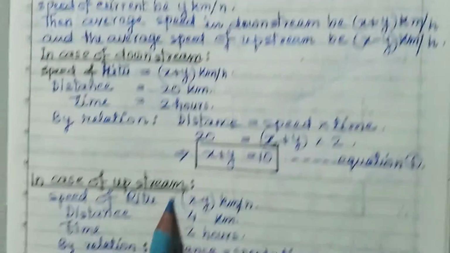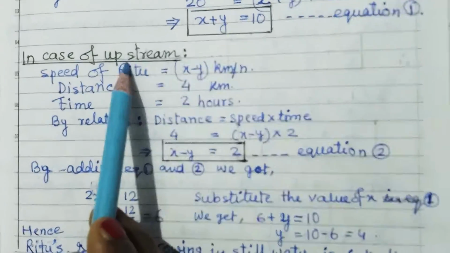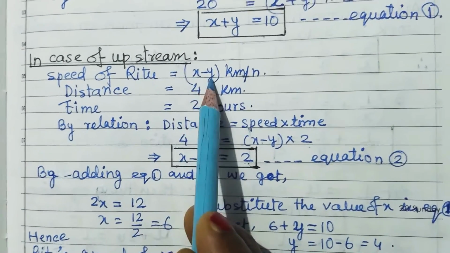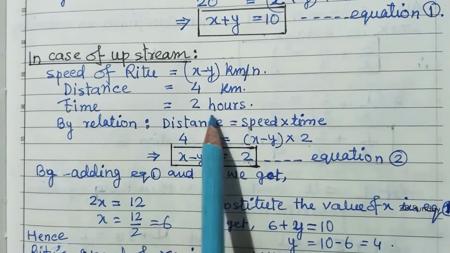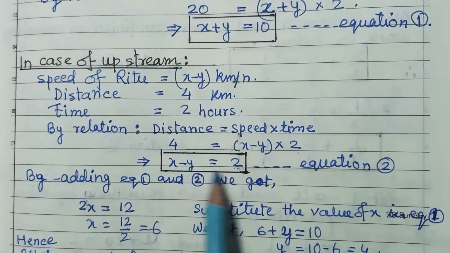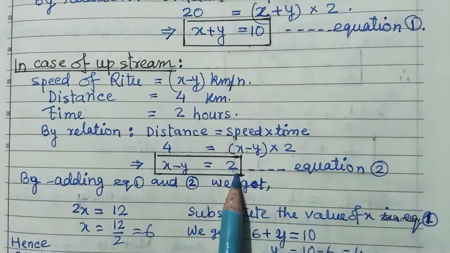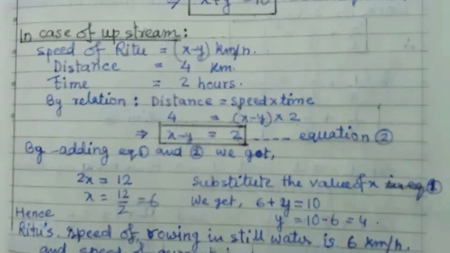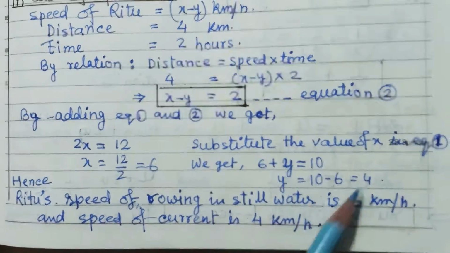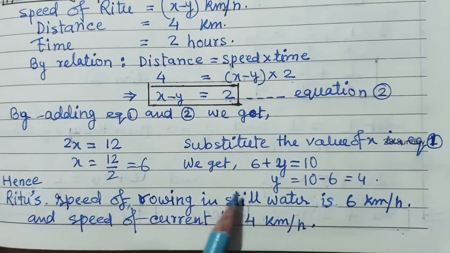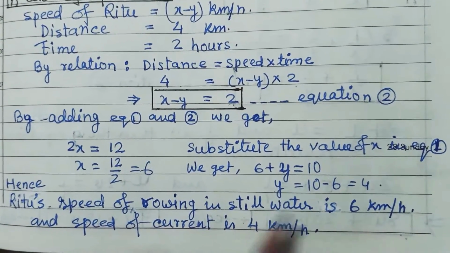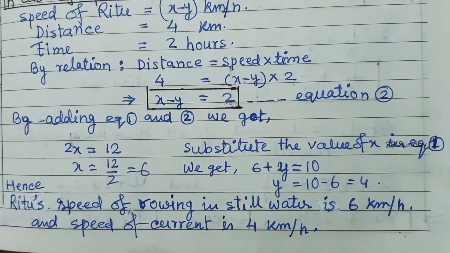Now the second condition, when it is rowing in the upward direction, in upstream: speed x minus y, distance 4 kilometer, time 2 hours. Now the relation is distance equal to speed into time. So x minus y is equal to 2. Now solve these two equations. You know that. So speed x is equal to 6 and y is equal to 4. So Ritu's speed of rowing in still water is 6 km per hour and the current is 4 km per hour.